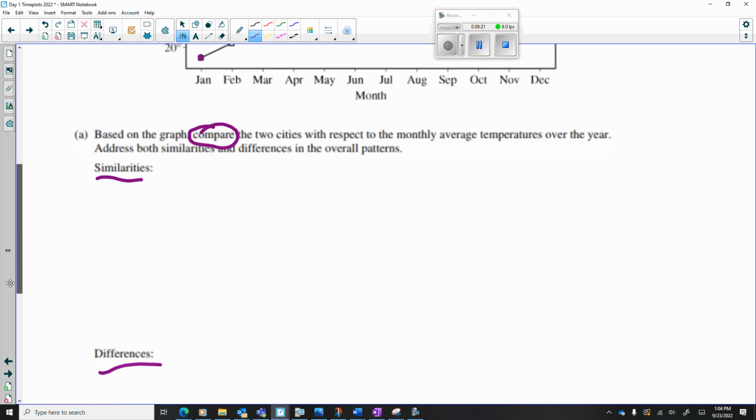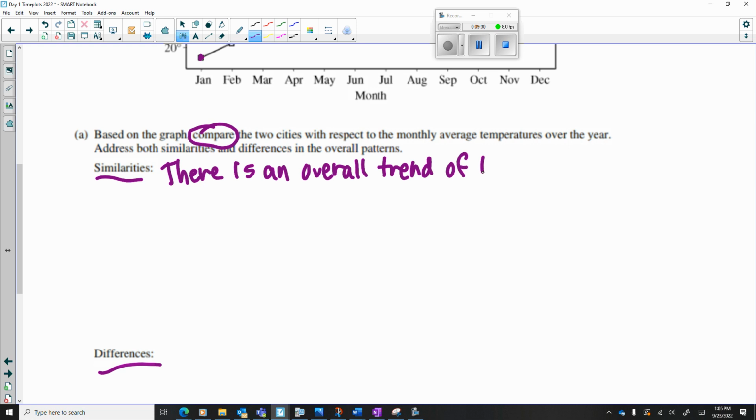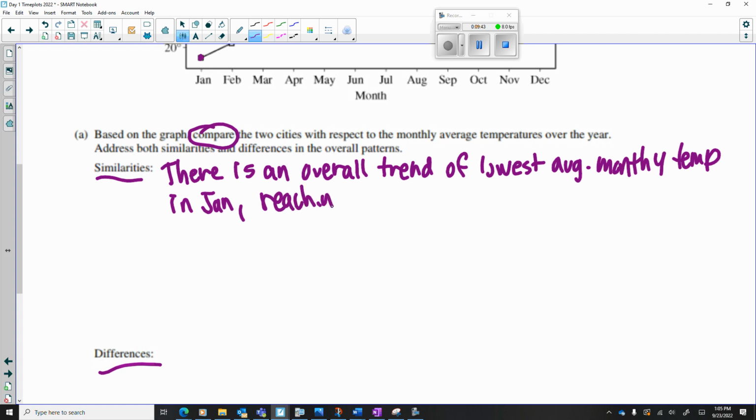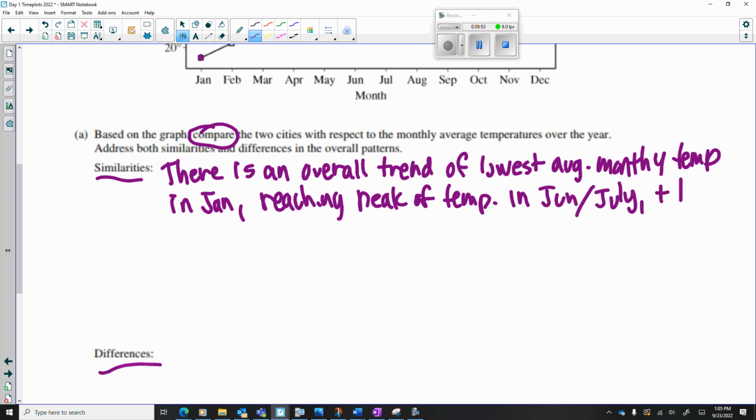So that's the first thing we're going to say: there is an overall trend of lowest average monthly temp in January, reaching a peak of average monthly temp in June, July, which is the summer months, and then decreasing back down again to lows in average monthly temp in December. Okay, again, we should always put in context like average monthly temp.